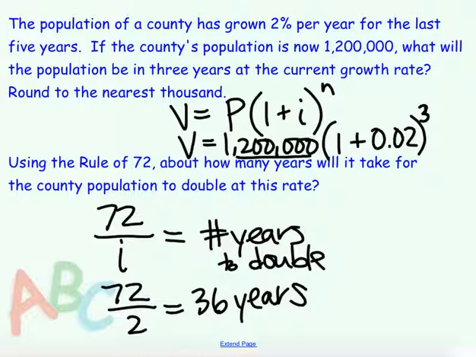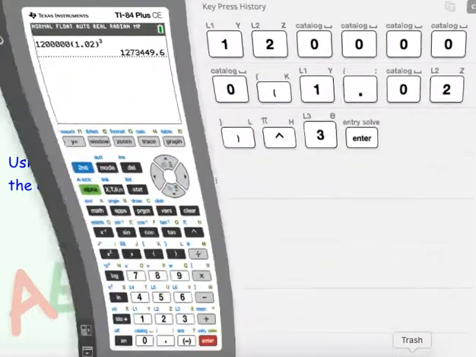So let's prove that. And of course, the rule of 72 is not perfect. It will not always be exactly now 2,400,000. It's going to be close. It's a good estimating tool. It's not perfect though. So let's try it again, and instead of that 3 in an exponent, we're going to have 36 as an exponent.